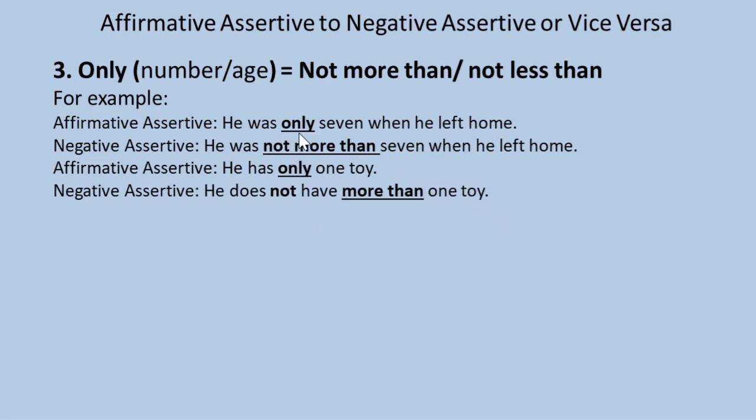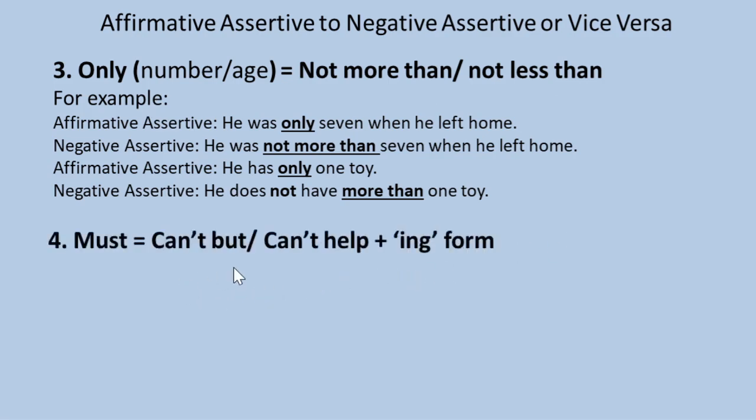So here only refers to the age 7, here only refers to 1. So number, here 1 is a number, so only is replaced with not more than. We can also use not less than here instead of not more than. So if only refers to number or age, we use not more than or not less than instead of only.